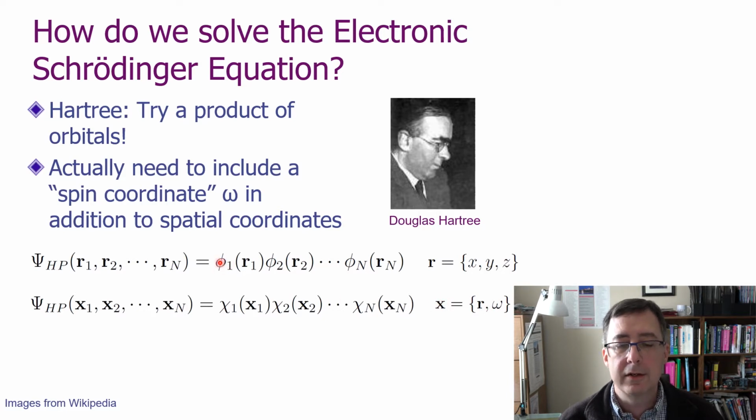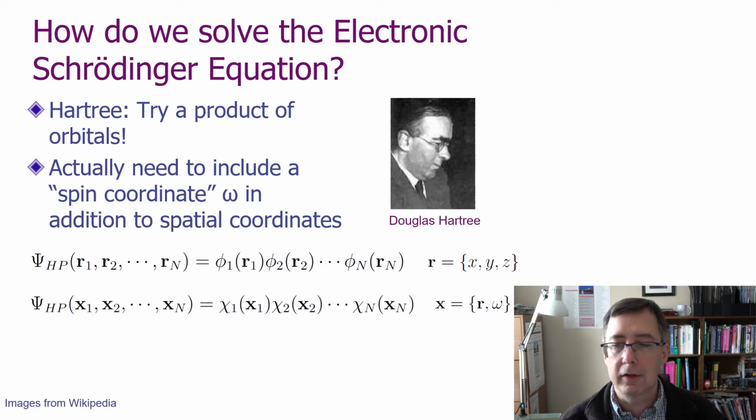And again, just to remind myself, if I'm talking about an orbital that depends on spatial coordinates or spin coordinates, I'll use a different notation for the orbital. So I'll use phi to mean a spatial orbital that just knows about the spatial coordinates of an electron, and I'll use chi to mean a so-called spin orbital that also knows about the spin of an electron. Okay, so whether you're talking about spatial coordinates or spatial coordinates plus spin coordinates, this is the Hartree product idea. Just multiply a bunch of orbitals by each other.